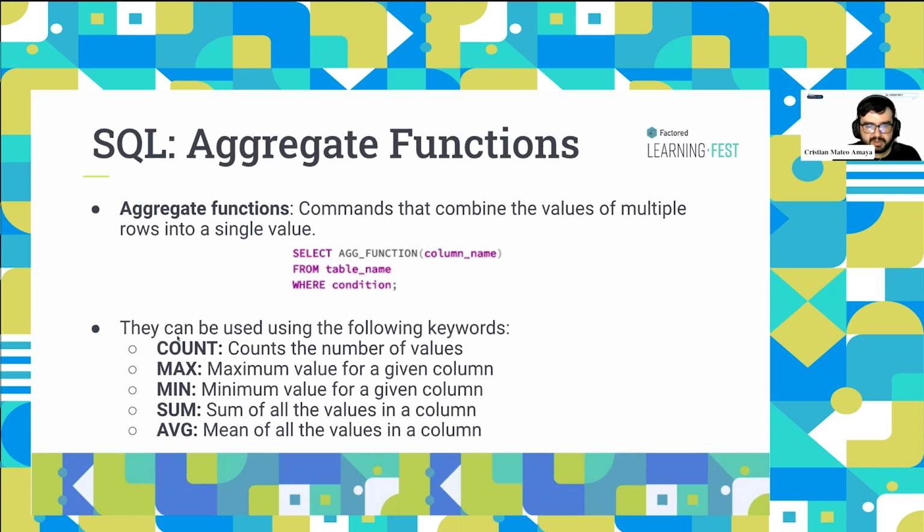These are some of the operations that you can use in aggregate functions. Count to count the number of values, max to find the maximum value in a column, min to find the minimum value, sum to sum all the values, and average to do the average of a numeric column. A very used command for exploring a table is select count asterisk from a given table. This helps us bring the number of records that we have in that table.